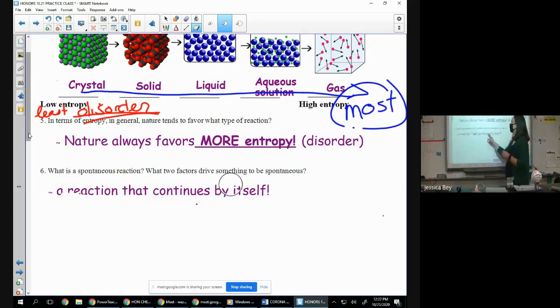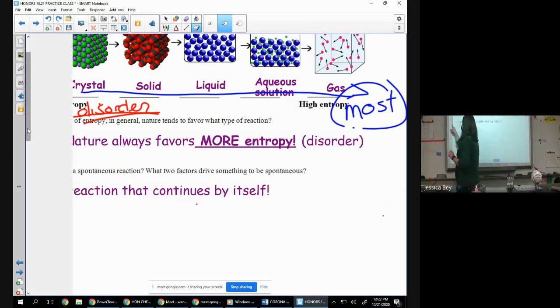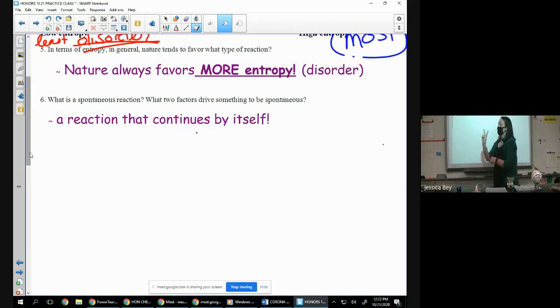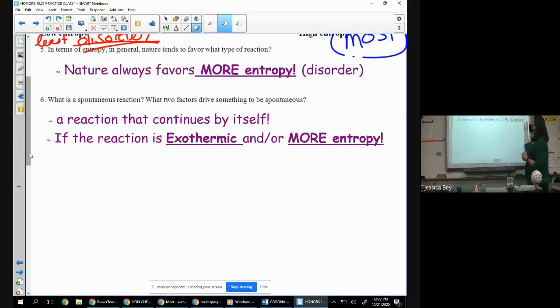Perfect. It continues along by itself. Also, while I have you here, Kayla, there are two things that make something spontaneous. What two things make something spontaneous? Exothermic and an increase in entropy. You got it. If you are one of those two things, it's going to happen by itself. Okay? Feeling good? All right.